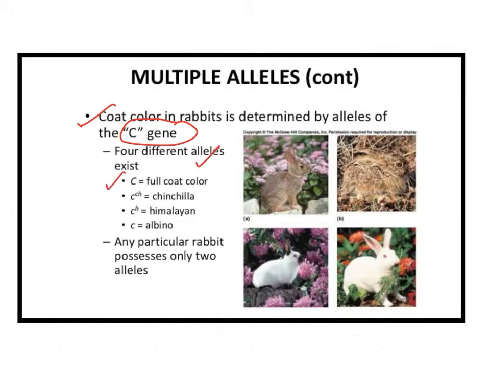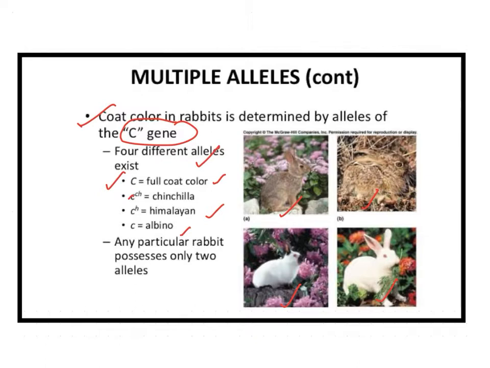अगर if there is a capital C, this means there will be full coat color, as you can see in picture 1. If there is C to the power CH, chinchilla, so you will have second coat color. And if Himalayan, then you will have third coat color, and albino will have the fourth coat color. Okay. And at a time, any rabbit can possess only 2 alleles. एक बार में किसी भी rabbit के अंदर सिर्फ 2 ही alleles हो सकती हैं. तो यहाँ पर आपके 4 possibilities हैं. तो C gene has 4 alleles.